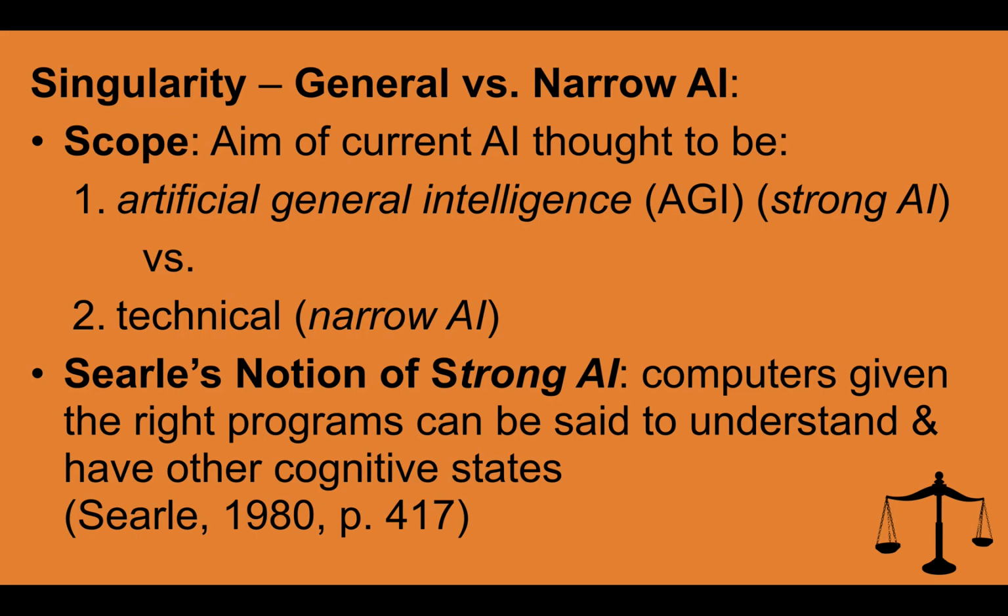When you think about it, there are two main ways to look at the aim of current AI. It is thought to be either artificial general intelligence, which is strong AI, or technical, which is much more narrow, so it's more for specific instances. Searle came up with the notion of strong AI: computers, if they're given the right programs, can be said to understand and have other cognitive states.